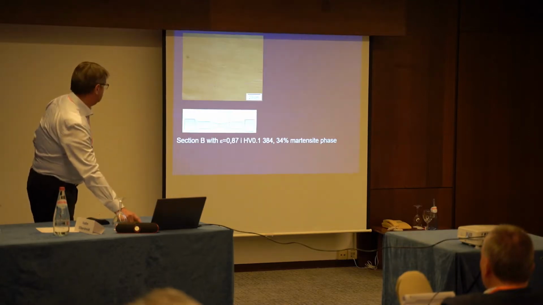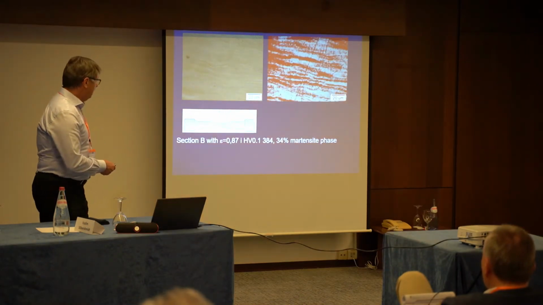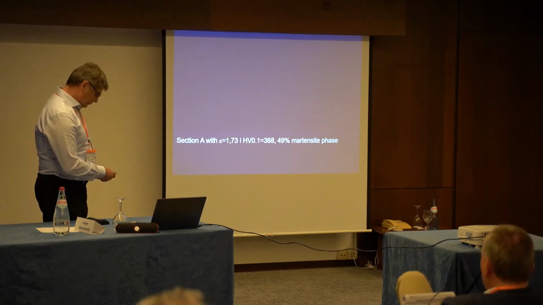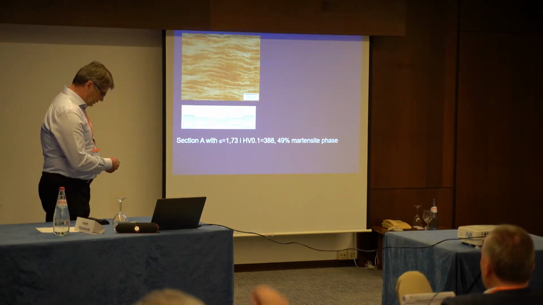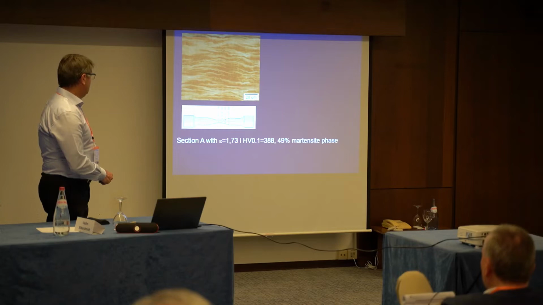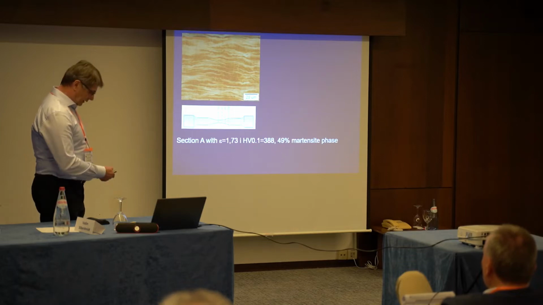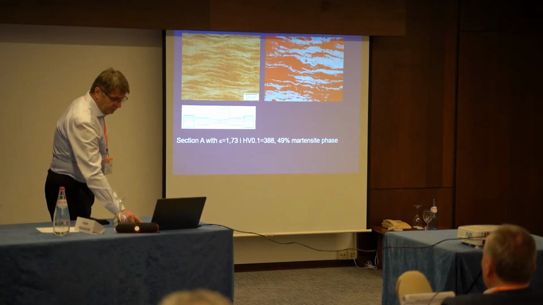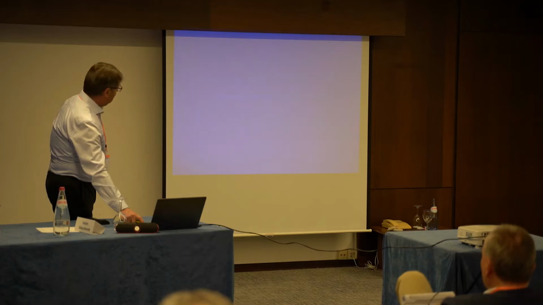So the next one is, let's say, in the point B. Of course, you have more martensite and also increasing hardness, not much, but it's definitely increasing. And also in section A, you have the 1.73 true deformation, and the hardness is 388, and almost half of the martensite on the structure is calculated by the computer. So this is actually what we have here.